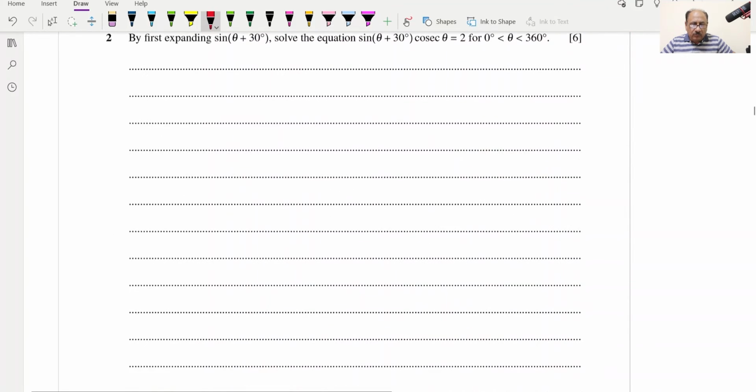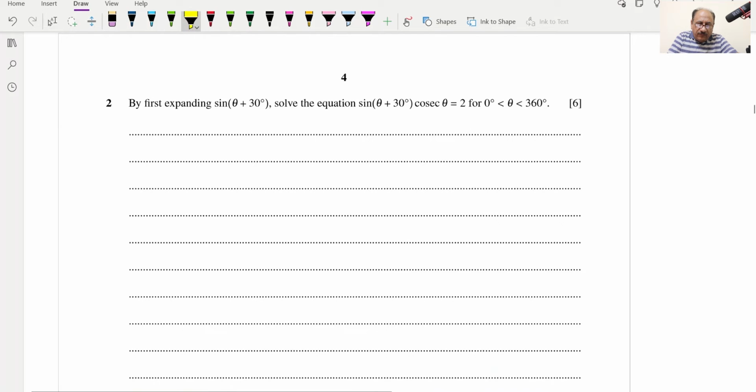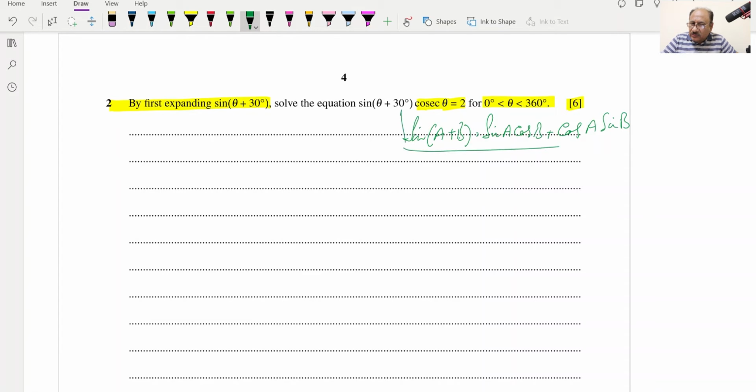Okay, now we can move to question number 2, which says: by first expanding sine of theta plus 30 degrees, solve the equation sine of theta plus 30 degrees times cosecant theta is equal to 2 for values from 0 to 360. And this is a 6 marks question. So the formula which we know is sine A plus B is equal to sine A cos B plus cos A sine B. So this is the formula which we will be applying over here.